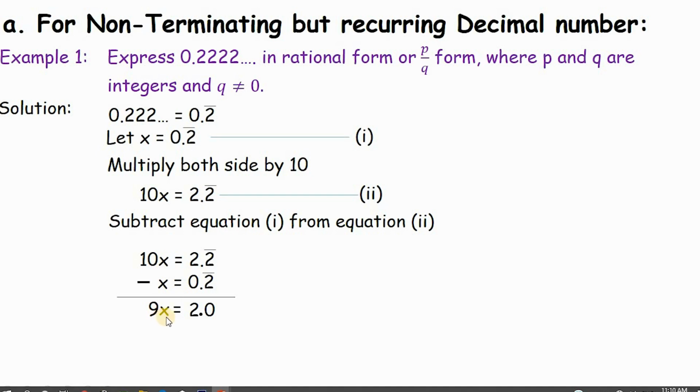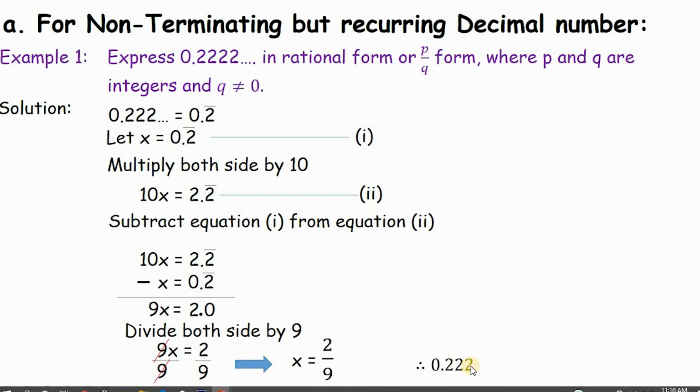Since we need to find x, we don't need 9 with x. So what we do is we'll divide both sides by 9. So we'll take down the equation, that is 9x equal to 2, and then we'll divide both sides by 9. Here also divide both sides by 9. So here 9 gets cancelled. So we get x is equal to 2 by 9, and this is our required answer.